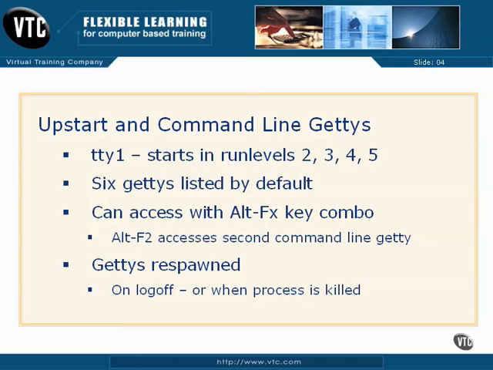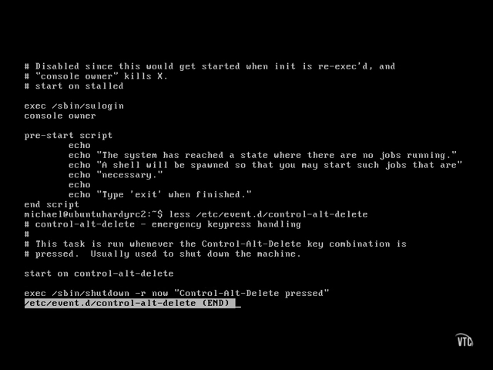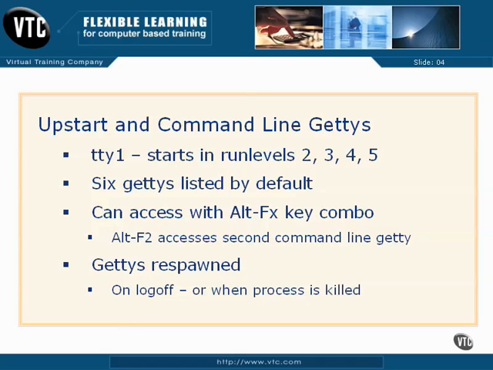You can access these different gettys by pressing the Alt key simultaneously with the function key associated with the getty. In other words, Alt F1 gets you into the first getty, Alt F2 gets you into the second getty, and so on.